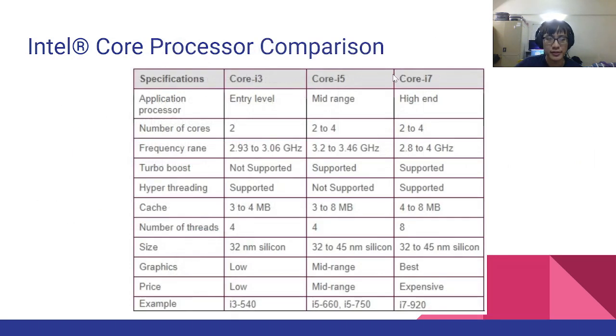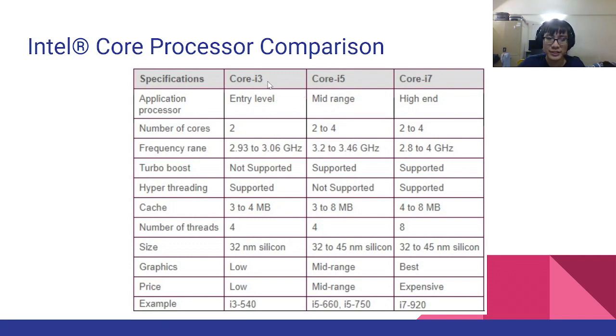In this table, we have compared some of the specifications of the Core i3, Core i5, and Core i7 families. In terms of number of cores, the i7 families have 2 to 4, and the Core i5 families also have 2 to 4, but the Core i3 families only have 2. The frequency range of Core i3 is the lowest, and the Core i7 families can go up to 4 GHz.